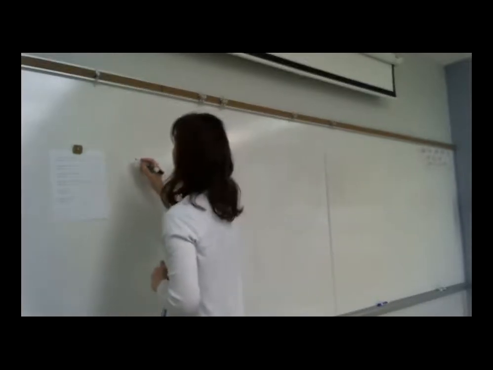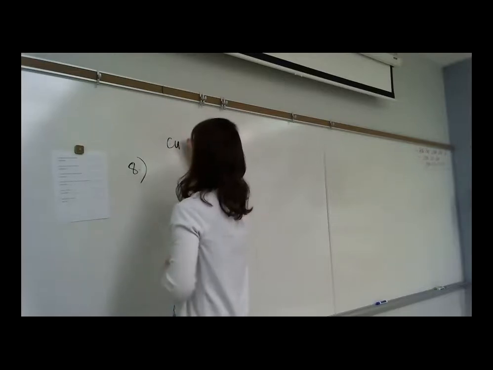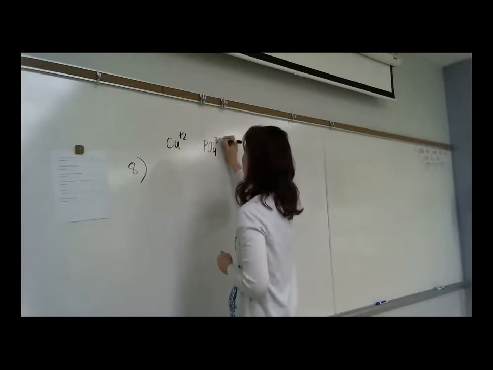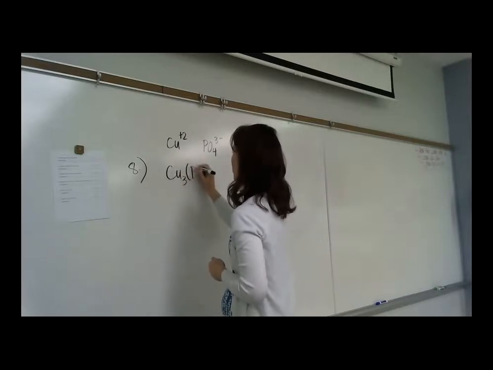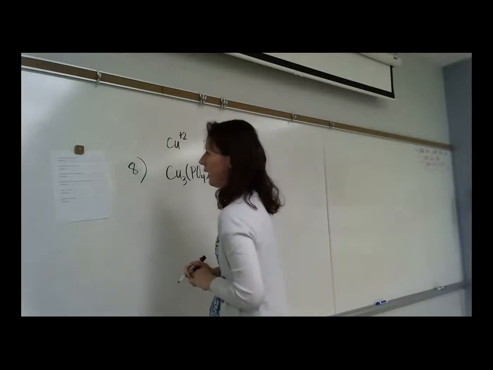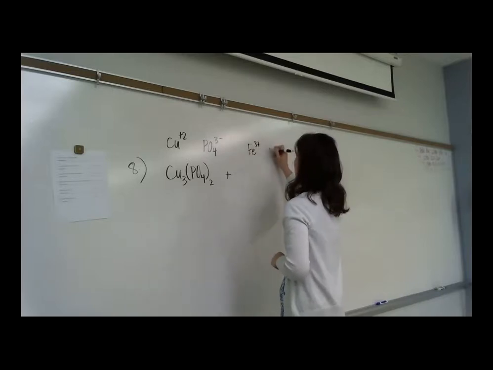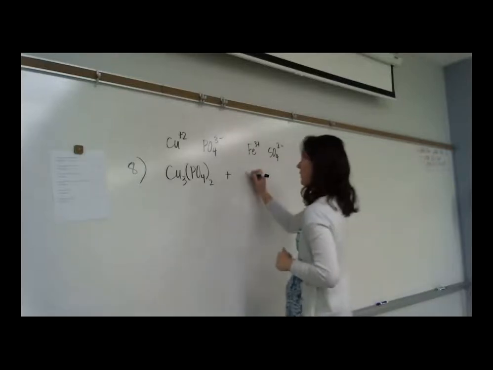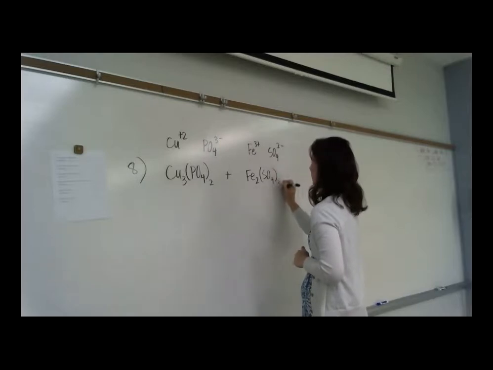Number 8. Copper 2 phosphate. So that 2 tells me it's +2. And phosphate is PO4 3 minus. So when I crisscross those, that gives me Cu3(PO4)2. And iron 3 sulfate. So that's Fe3+ plus SO4 2 minus. So when I crisscross those, I get Fe2(SO4)3.